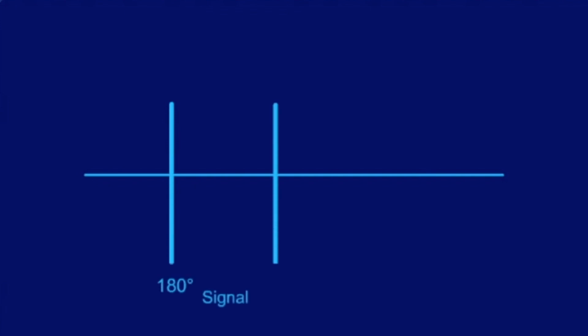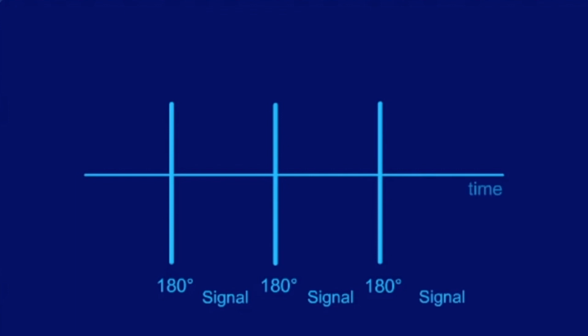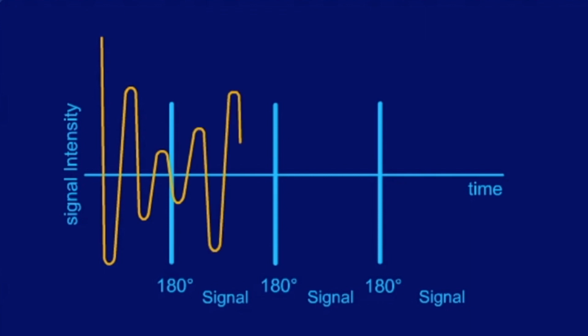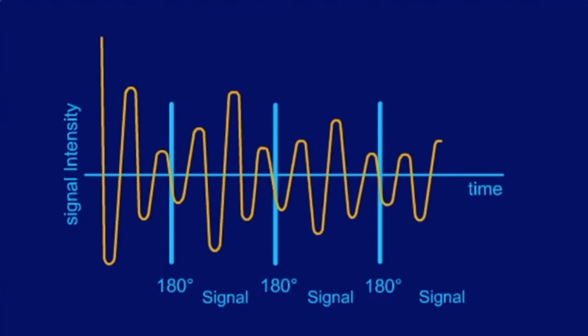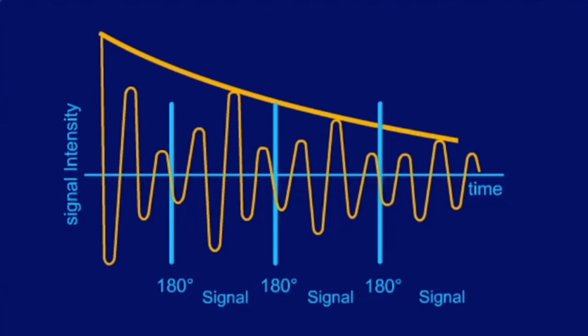We can naturally perform the experiment again with another 180-degree pulse, and another, and another. If we now plot time versus signal intensity, we get a curve like this one. A curve connecting the spin echo intensities is the T2 curve. From this curve we can see that the spin echo, the resulting signal, decreases with time.